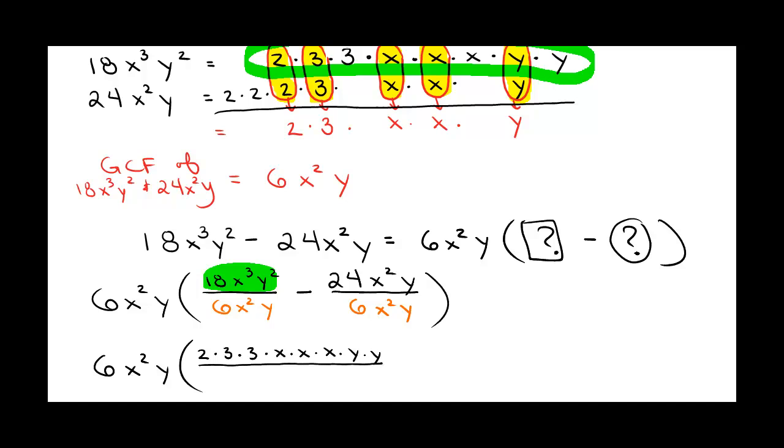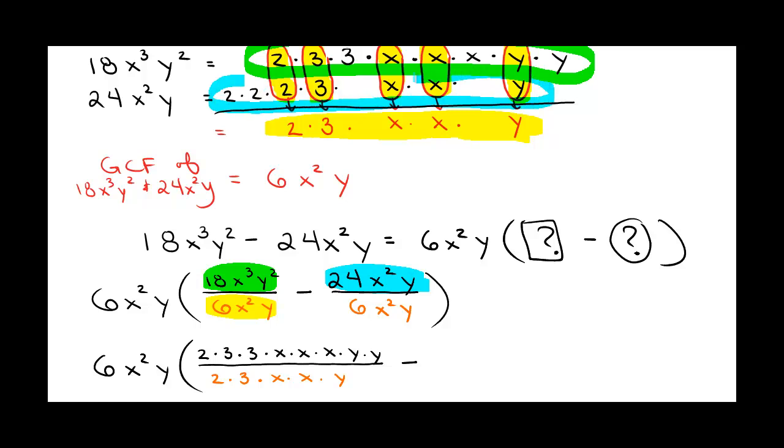And then let's divide it by the 6x squared y. And let's also write that factored out. I just happen to have the factors right there in red from earlier. So let me just copy those down. And then we're going to go minus, because there was a minus in between the terms of the polynomial. Let's write the 24x squared y factored out. I just happen to have it right here, all factored out.